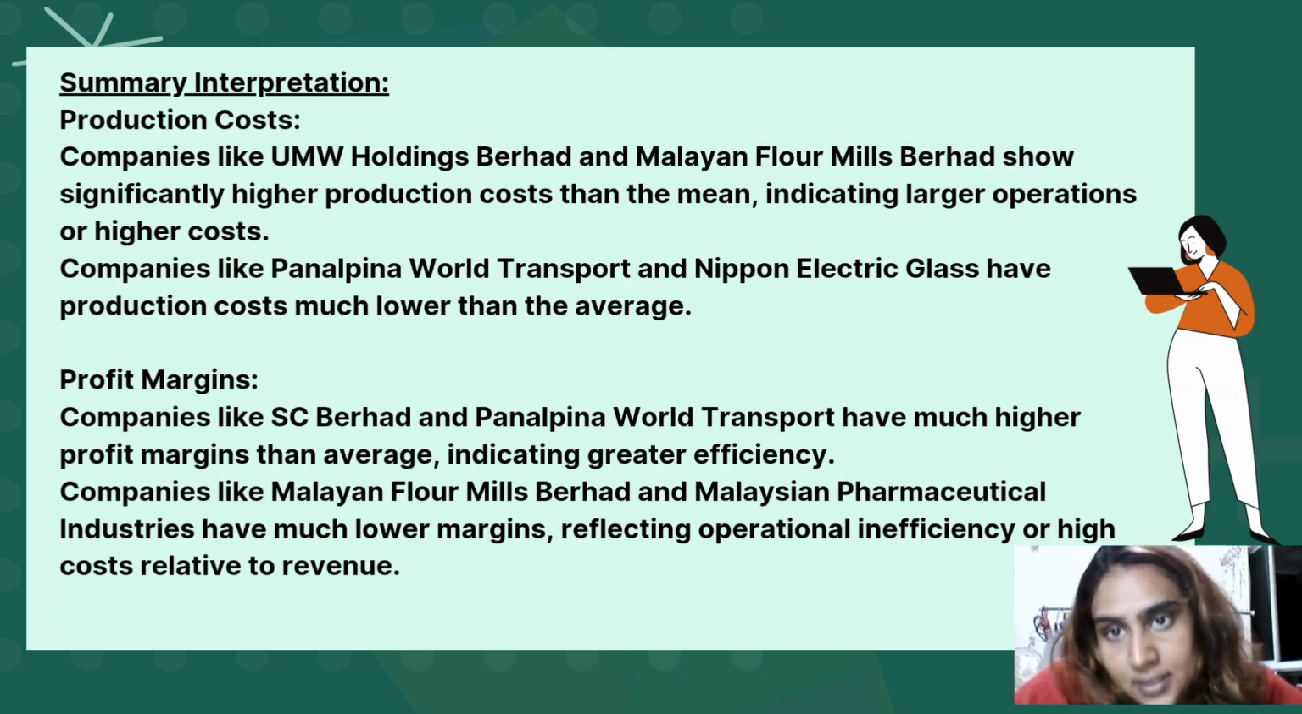For the summary interpretation, on production costs, companies like UMW Holdings Berhad and Malayan Flour Mills Berhad show significantly higher production costs than the mean, indicating larger operations or higher cost. Companies like Panalpina World Transport and Nippon Electric Glass have production costs much lower than the average. For profit margins, companies like SCB Berhad and Panalpina World Transport have much higher profit margins than average, indicating greater efficiency.